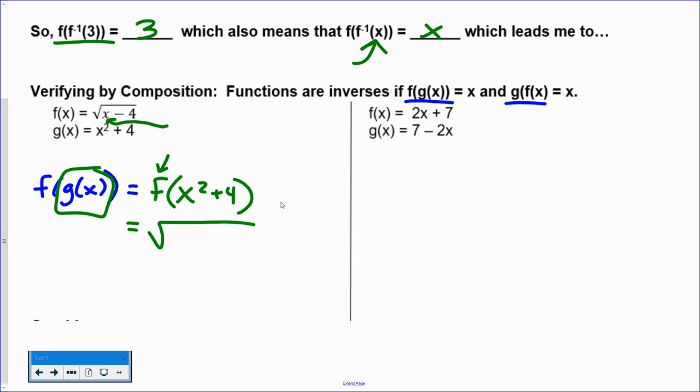The f of x equation uses a square root. The input is x, so I'll replace that with x squared plus 4, and then I take 4 away. So that would give me just x squared, because 4 minus 4 would be 0. The square root of x squared would give me x. So I just showed that when I plug g of x into f of x, I get x. So then I need to also show it the other way.